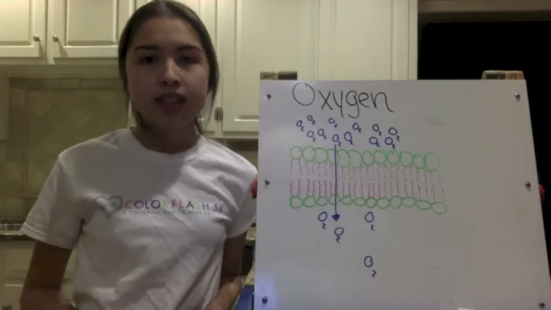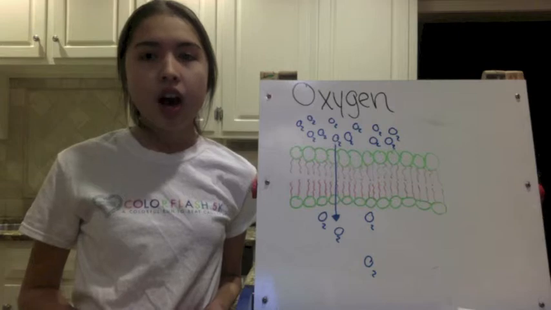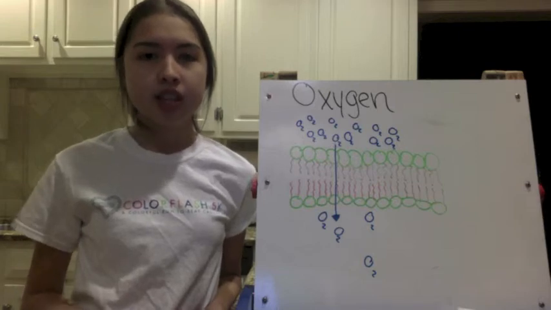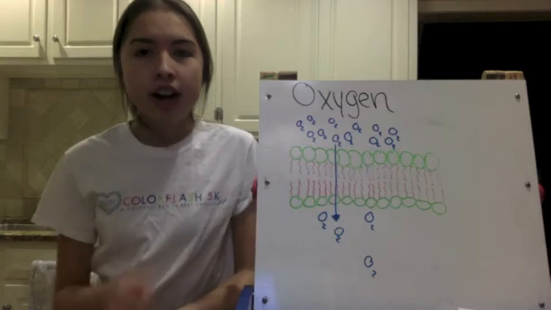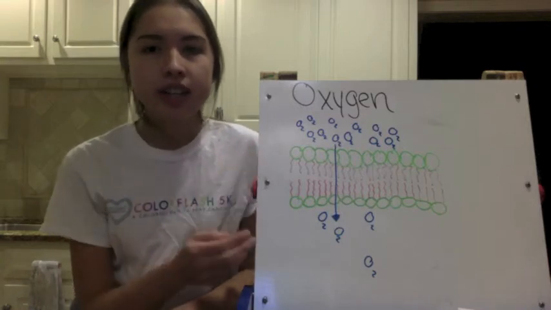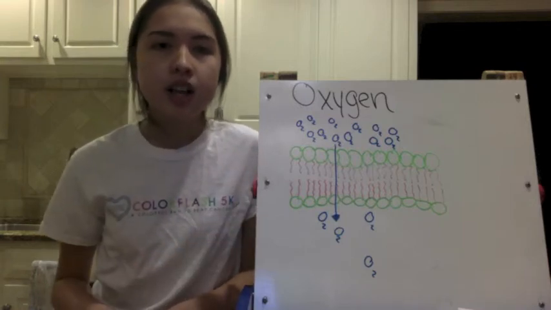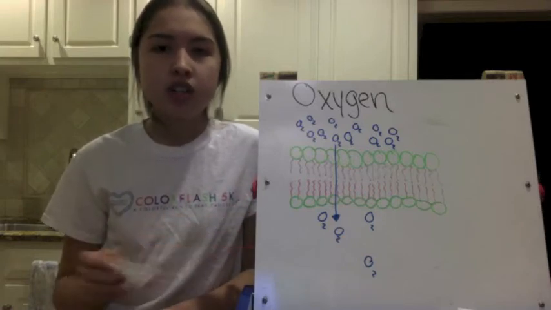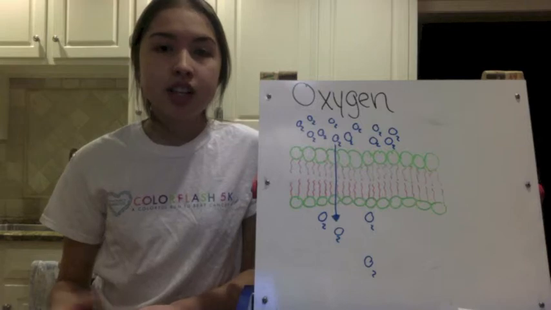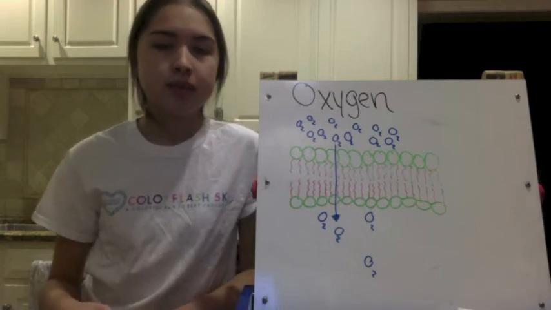The only things that can easily cross the membrane are small uncharged molecules such as oxygen. The concentration of oxygen is usually higher outside of the cell and lower inside, and because particles move from areas of high concentration to low concentration, the difference in the concentration allows oxygen to diffuse easily into the cell.